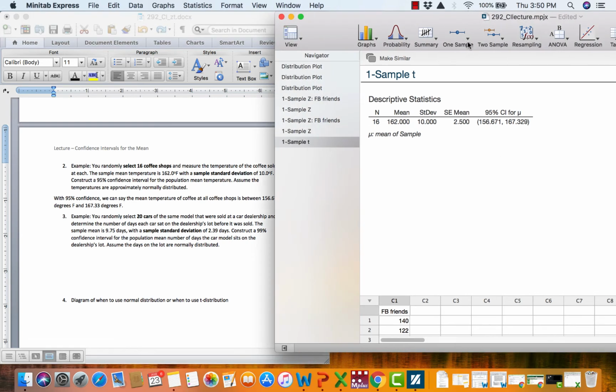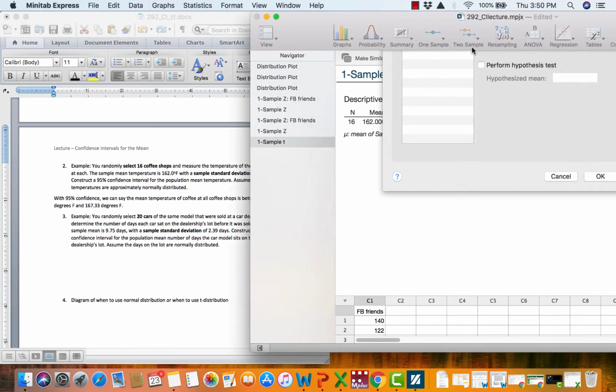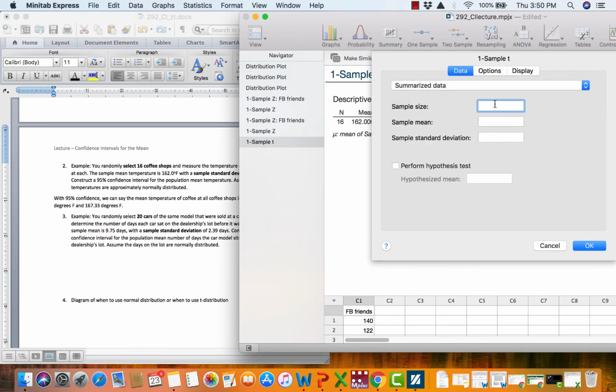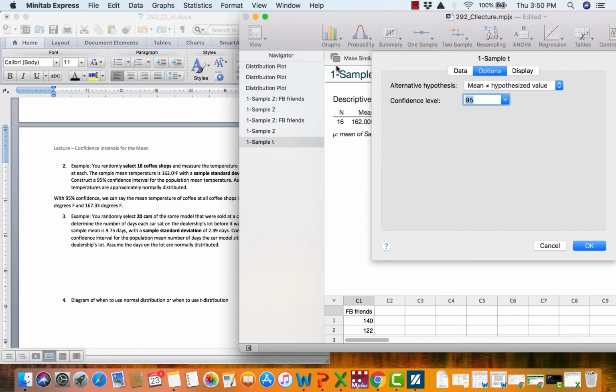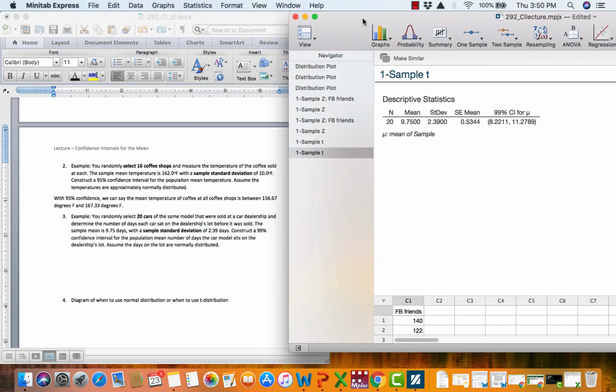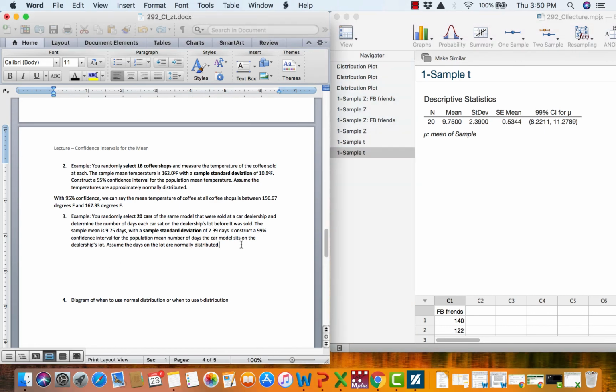All right, so we're going into one sample T. Again, we have summarized data. We have 20 cars. The mean is 9.75. The standard deviation is 2.39. And we want to be 99% confident. We say OK. We get our confidence interval.